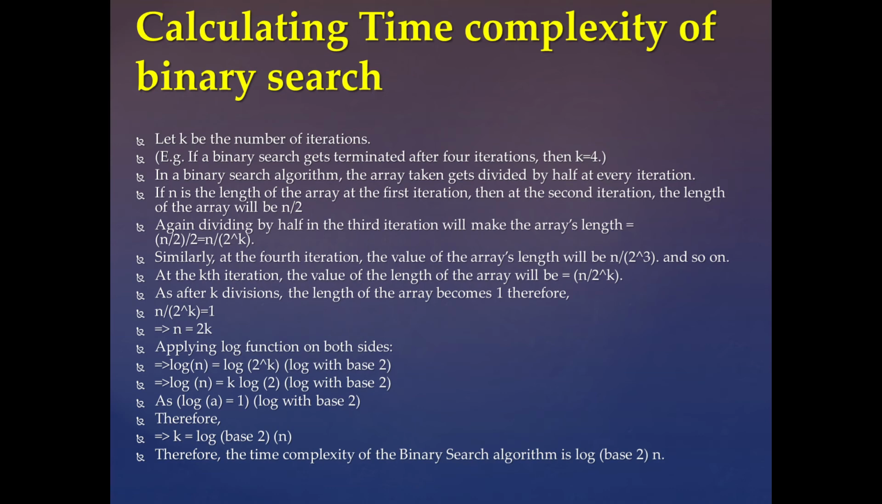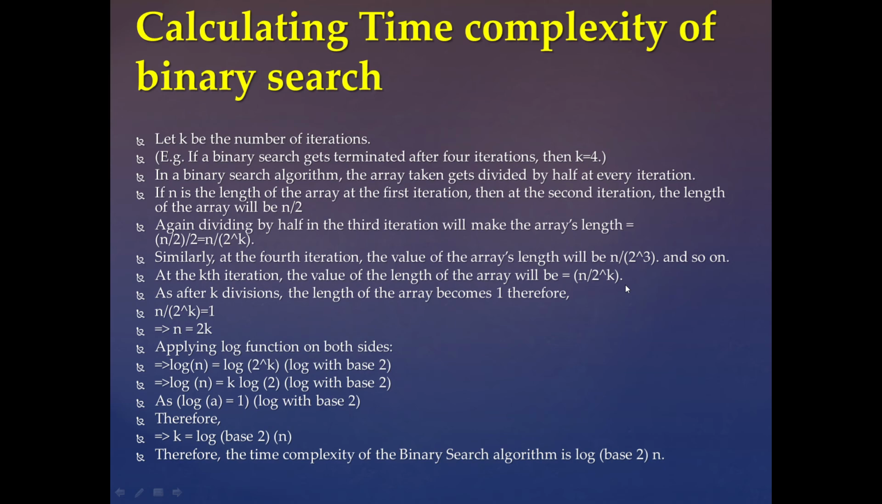That means the length of the array in the first iteration will be n by 2. The length of the array in the next iteration will be n by 2 divided by 2. In the third iteration the array length would be n divided by 2 and divided by 2. So this means in the kth iteration the array length will be n divided by 2 to the power k. Similarly, in the fourth or fifth iteration the length will be n divided by 2 to the power 3, and so on. This is the length of the array.